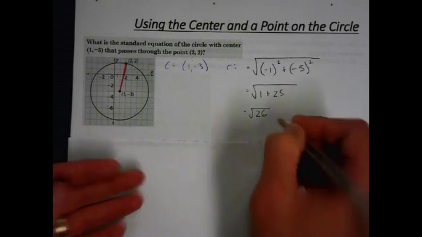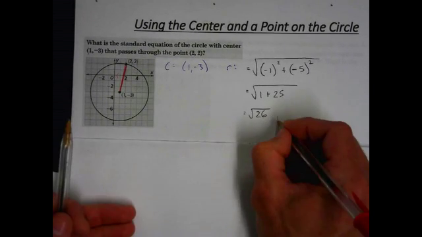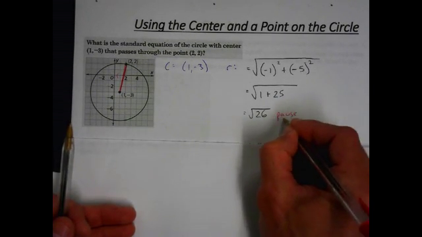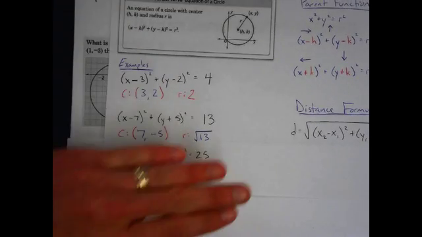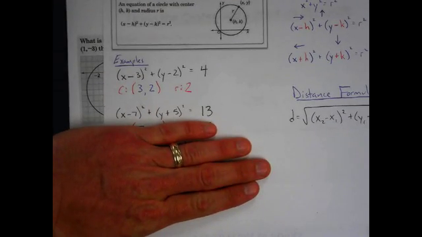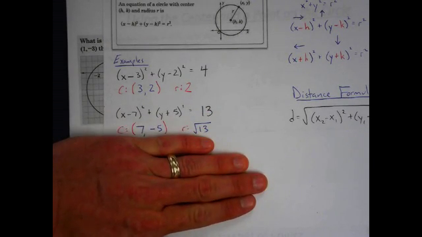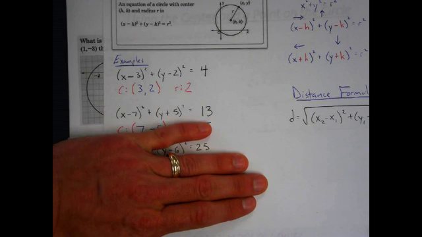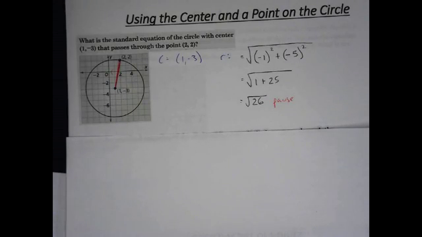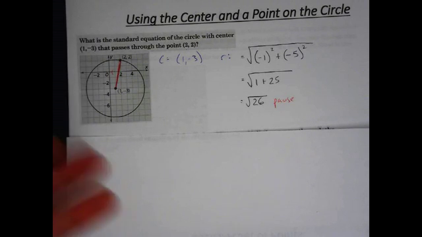Now, don't go punching that in your calculator. I want to bring you back to the example that we did from the equation. Remember the second example, where if the equation read 13, what was the radius? The square root of 13. Because the square root of 13 squared is 13, right? So if you're using the distance formula and you come up that the radius is the square root of 26, that's fine. That's totally the radius.